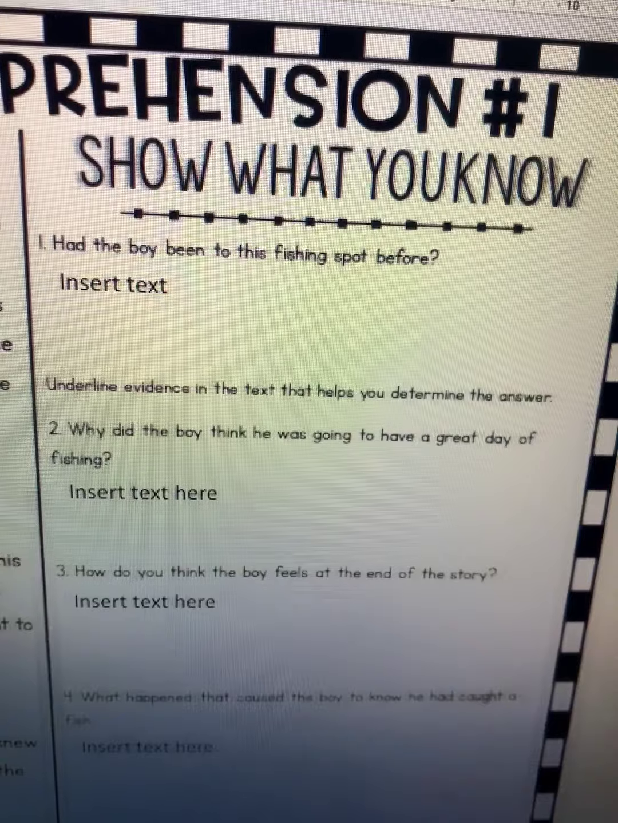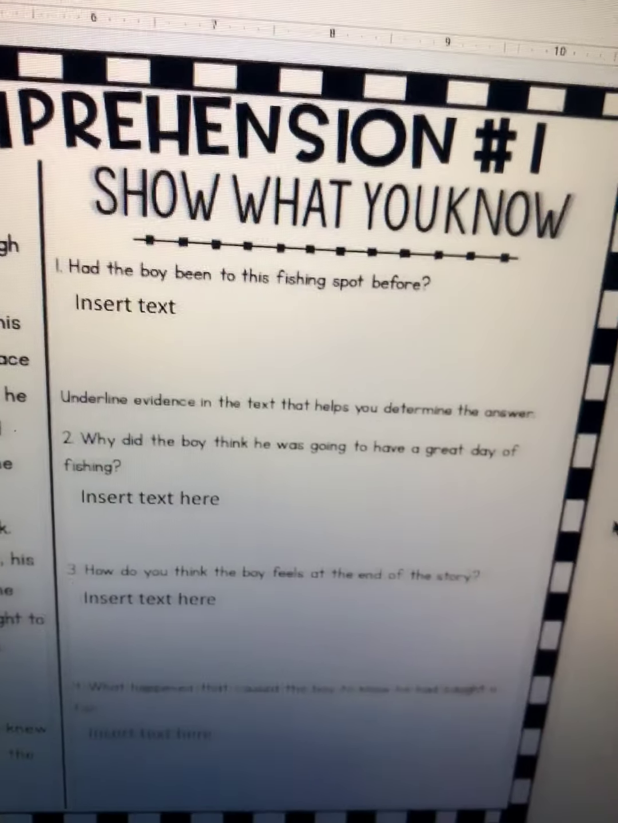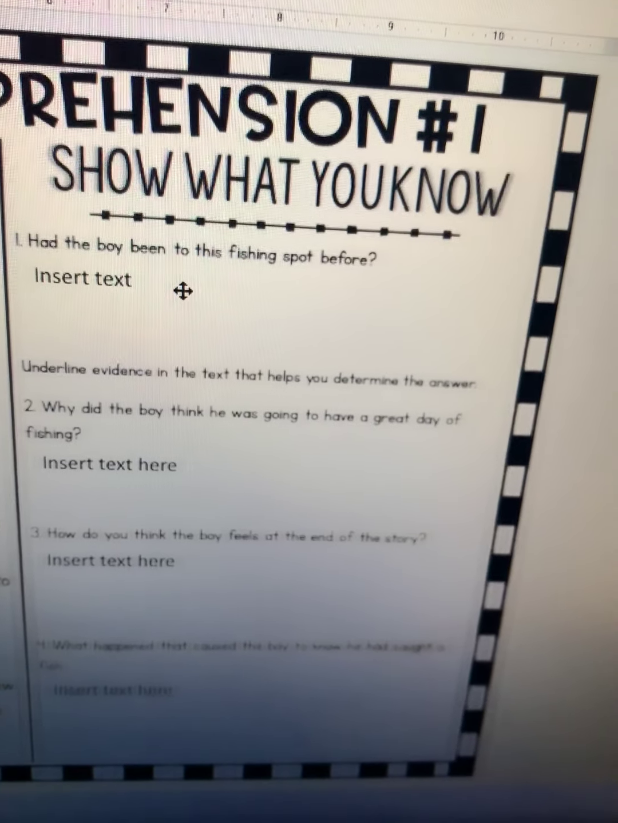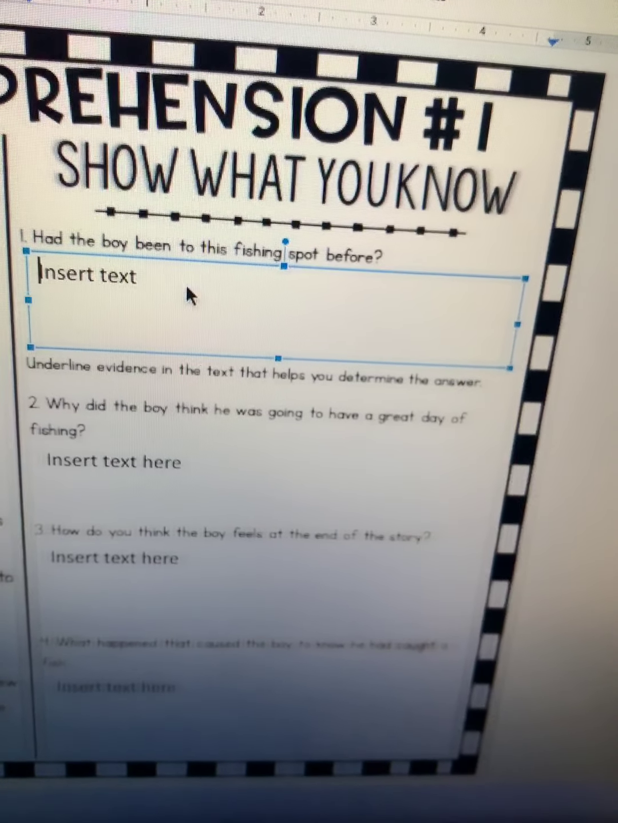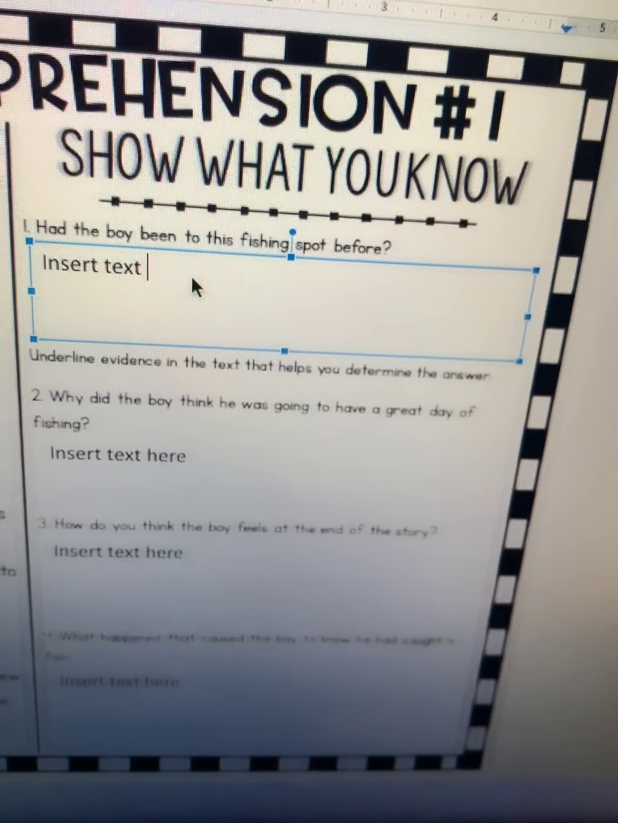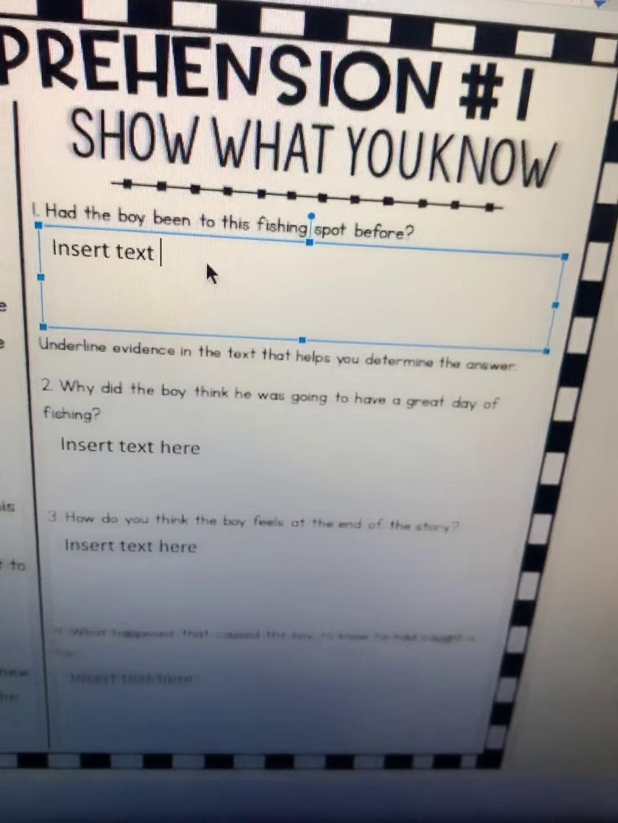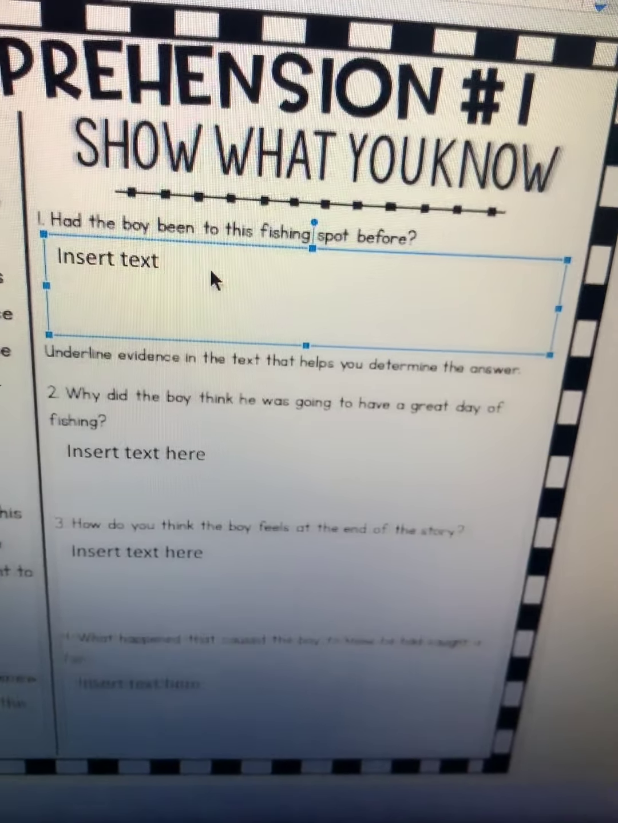Question number 1, had the boy been to this fishing spot before? So what you need to do is go back into the text and find clues that the author may have left to let you know whether or not the boy had been to this fishing spot before. So you can go back into the text, or you can actually re-listen to the video and see if there's any clues the author left.